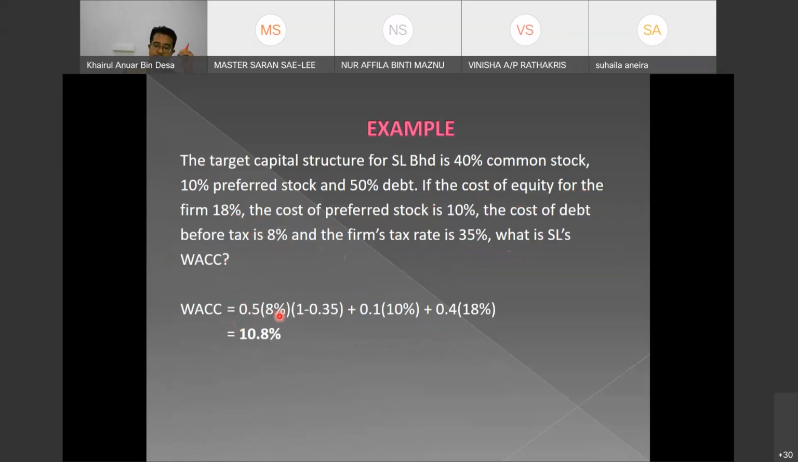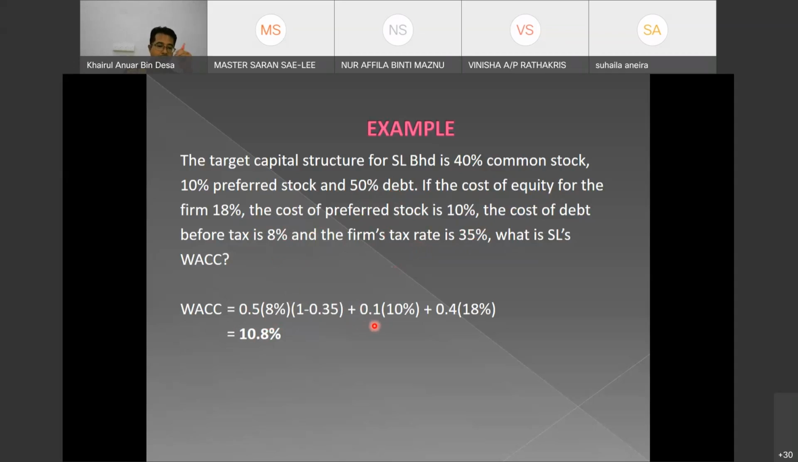So we have to minus tax here. So 0.5, 8%. What is the 0.5? 0.5 is the 50% debt. Here, 50% debt. 8% is the cost before tax. And we minus tax here, 35%.